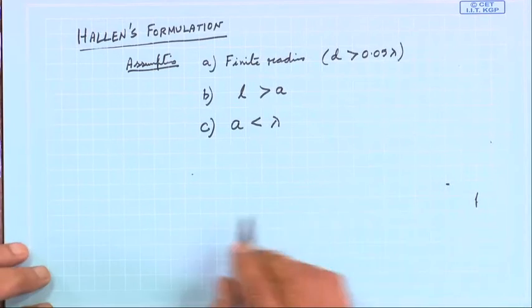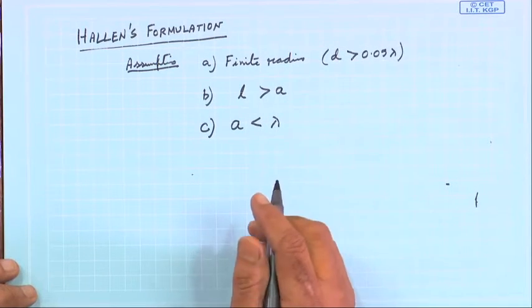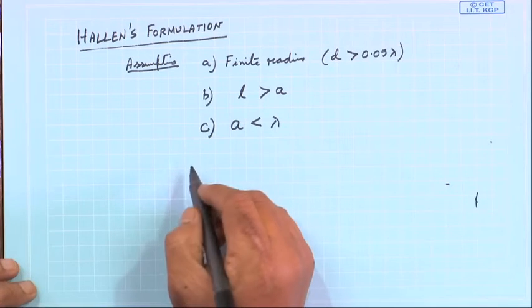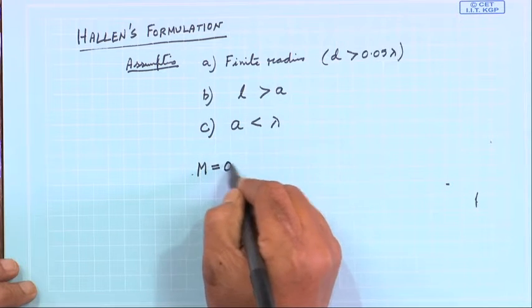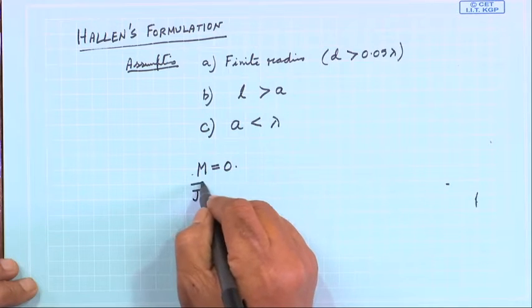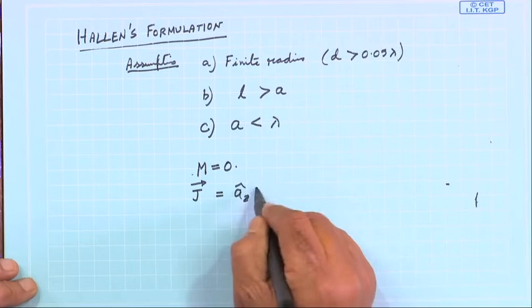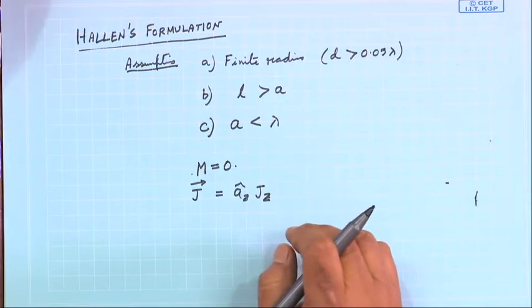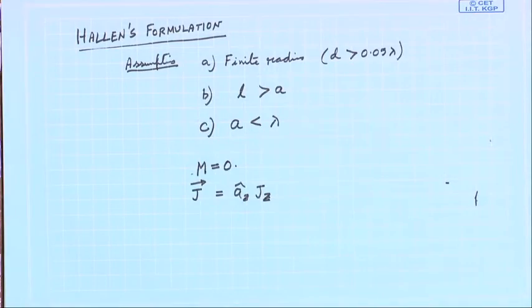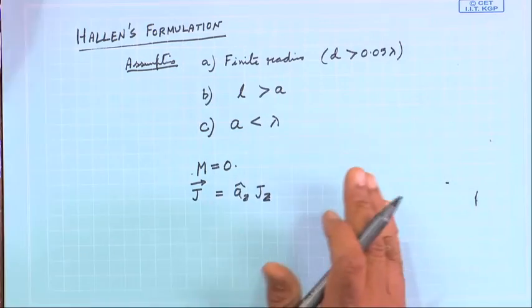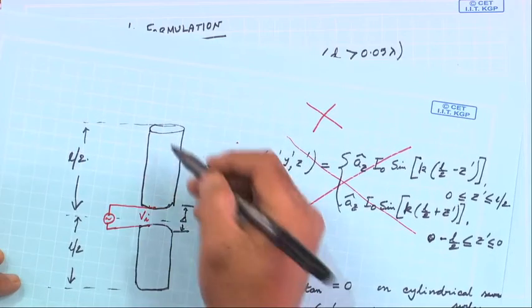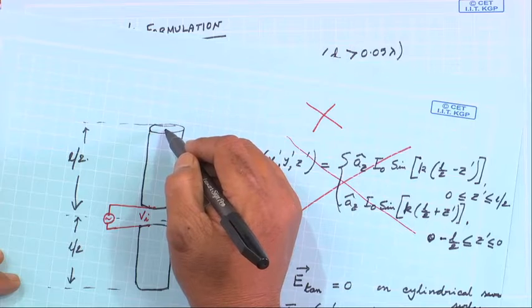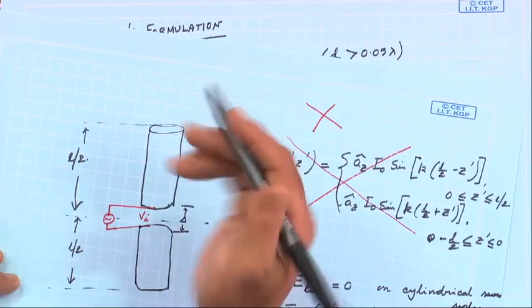So, what is Hallen's formulation? Since this is a perfect conductor, we assume that there is only electric current. So, M is equal to 0 here, and our current density J we write as J z. This is an assumption. Hallen's formulation says that the current is typically going like this. Actually it is an equivalent thing, there are currents here. Since it is a symmetrical structure, he assumes an equivalent current on the axis.